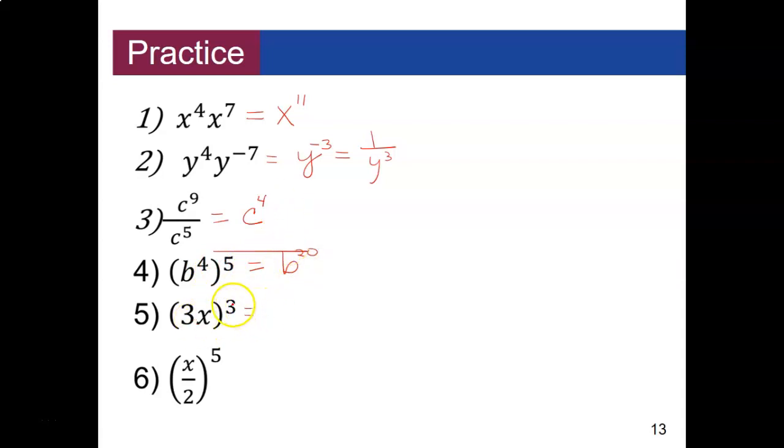Here we'll distribute this to each of the bases. We'll have 3 to the 3rd times x to the 3rd. So 3 to the 3rd would be 27, and then x to the 3rd. And the last one here, we're going to distribute the 5, so we'll have x to the 5th over 2 to the 5th, so x to the 5th over 32. So hopefully you got those correct. If you have a question, then definitely send me an email and we can look and see what's going on with that.